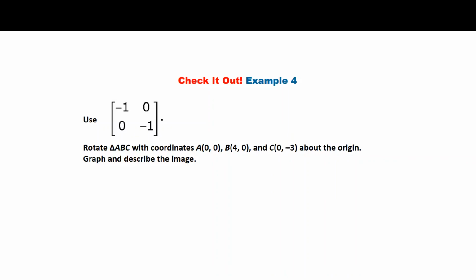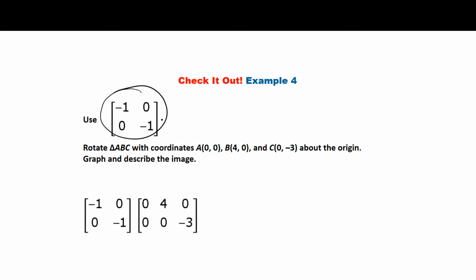All right, here's another one for you to try. They've given us this matrix to multiply. It's going to be a translation matrix. So let's put it down, and then our points are loaded in: 0, 0, 4, 0, and 0, -3. All right, and we multiply. Remember, you've got to always remember to multiply correctly, which is your rows and your columns. So what's -1 times 0 plus 0 times 0? Looks like that's going to just be a 0 to start out with.